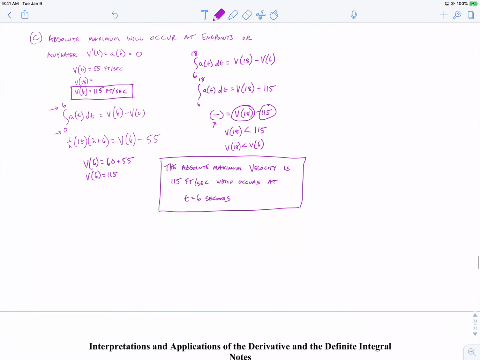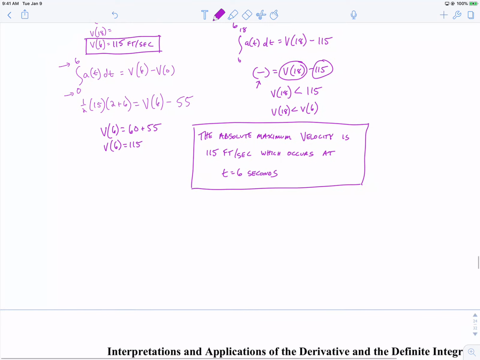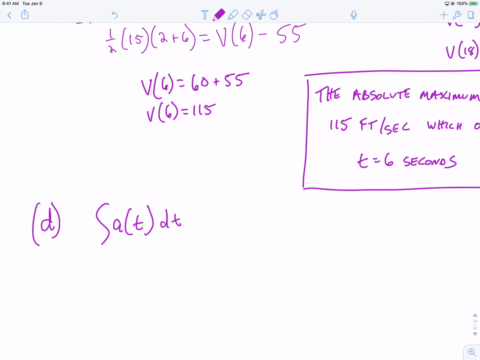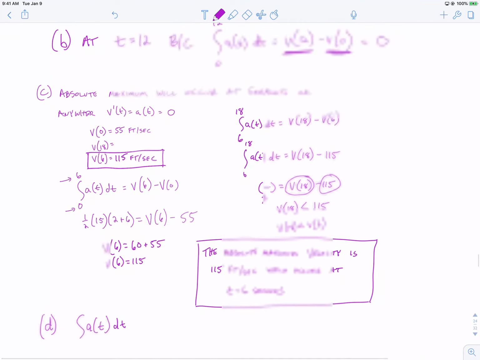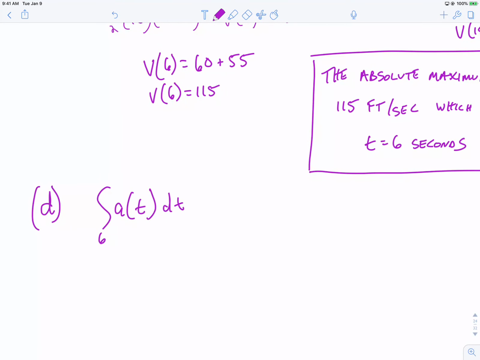So can we just calculate what the velocity at 16 is? To do that, since we don't have a velocity function, we could do the integral of acceleration. And we want to include 16 for sure. We know what v of 6 is, so we'll use v of 6. If we go from 6 to 16, we know that integral can be computed as the velocity of 16 minus the velocity of 6. And this way we can figure out what the velocity of 16 is.